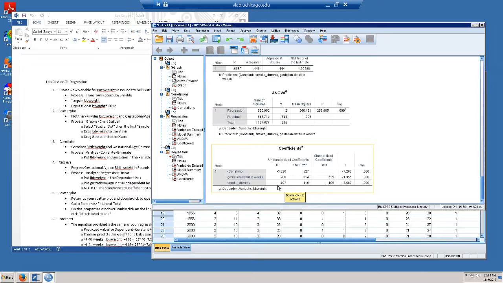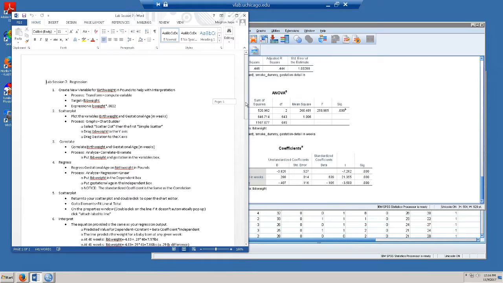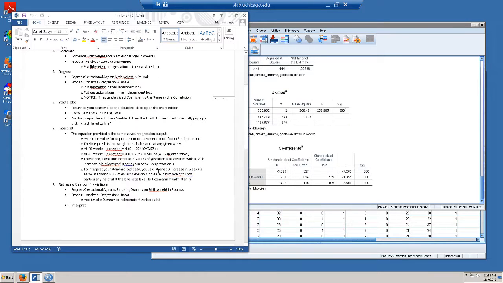All right, so we have the makings of a new equation. If you look on the outline that I posted, I have the basic formula of the equation: your predicted value for your dependent variable is equal to your constant plus the beta coefficient times your independent variable, and so on. When you have more than one, you multiply and add up each of your independent variables.